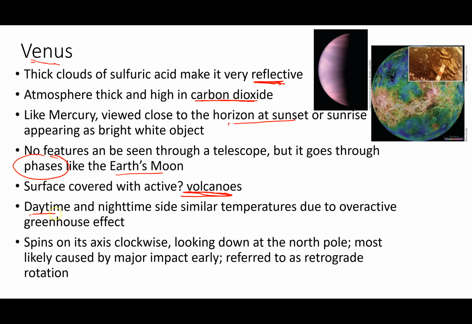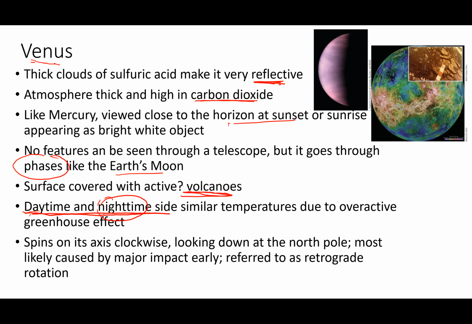The daytime and nighttime side of Venus is, unlike Mercury, remember Mercury has extreme temperatures between the nighttime and daytime side. Venus is about the same whether you're on the daytime or the nighttime side. It's just hot, H-O-T, hot on Venus. The reason it stays constant even at night, so hot at night, has to do with its thick clouds.